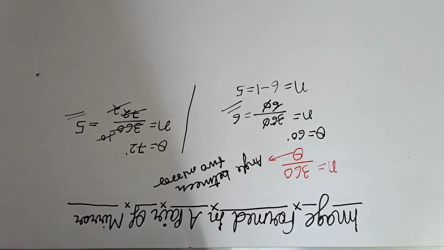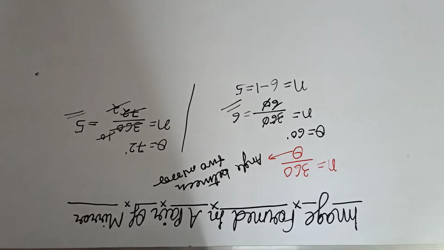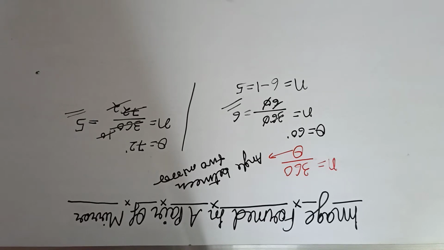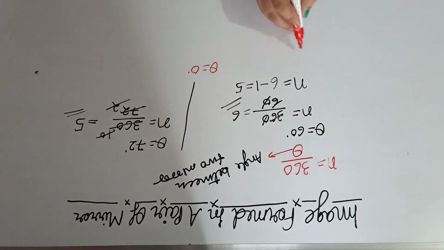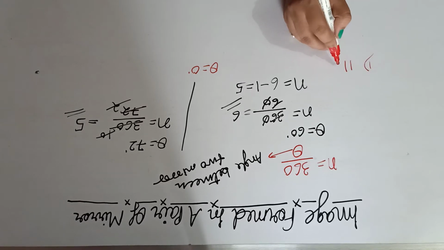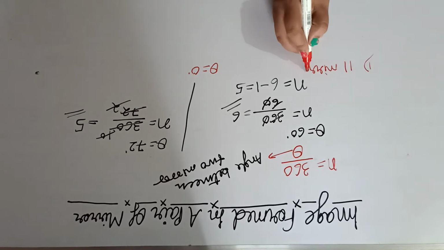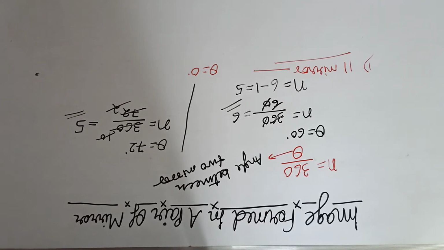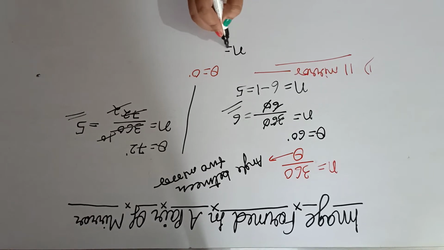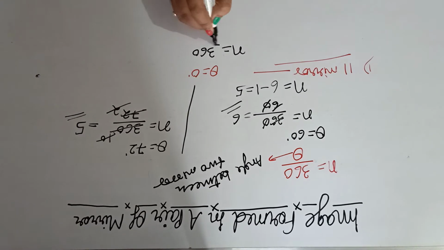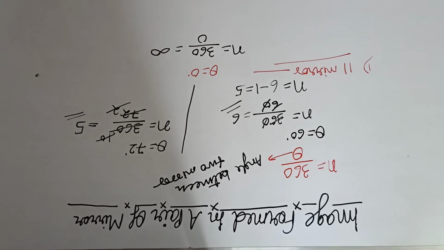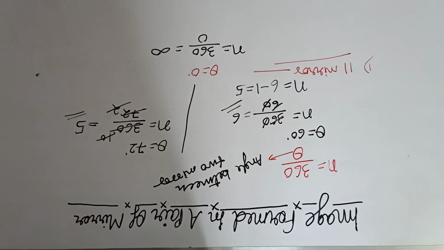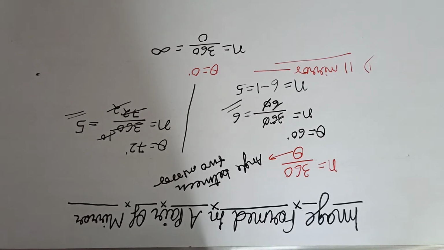So the first is when the two plane mirrors are parallel with each other. Parallel means the angle between the two plane mirrors is 0 degrees. When the two plane mirrors are parallel, then the angle is 0. Then how many images are formed? n is equal to 360 by 0. We have infinite images formed when the two plane mirrors are placed parallel with each other.